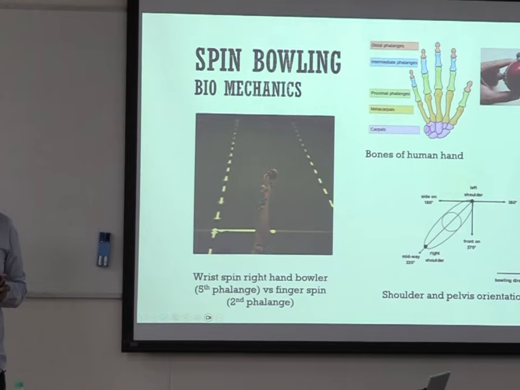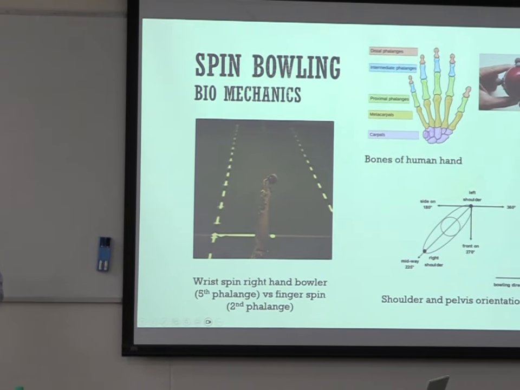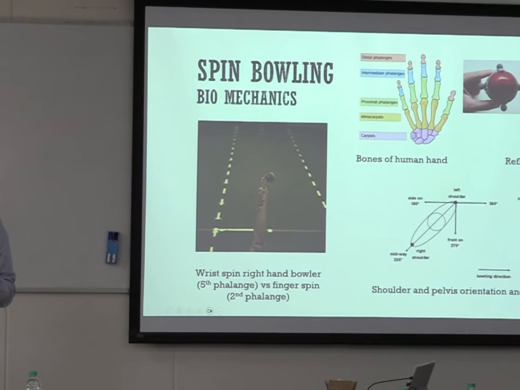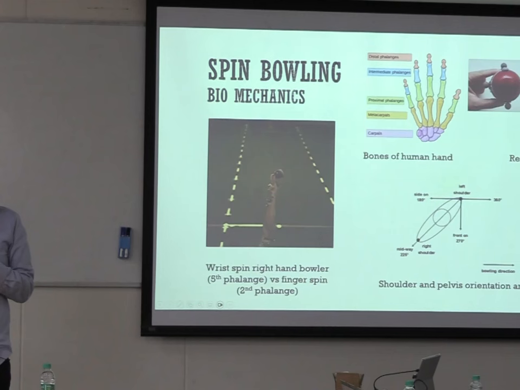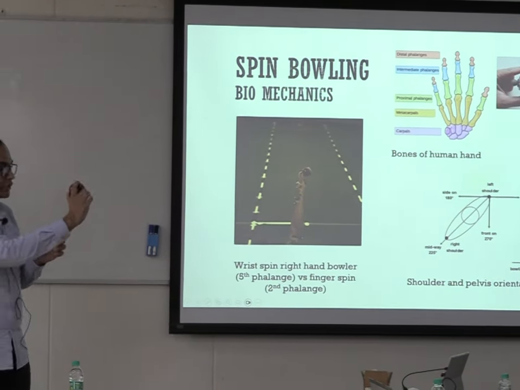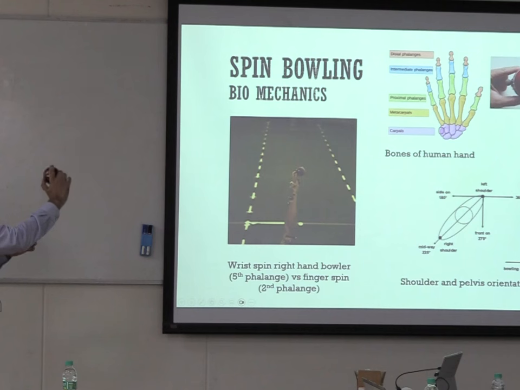Okay. So in case of a finger spin, as the name suggests, the spinning of the ball happens through the fingers. Okay. So when the bowler leaves the ball, this second phalange is the last finger to be in touch. When I leave this ball, this is the last part which will actually touch it. I may hold it in any way, but once I release it, it will be the second phalange which will be the last finger to press.